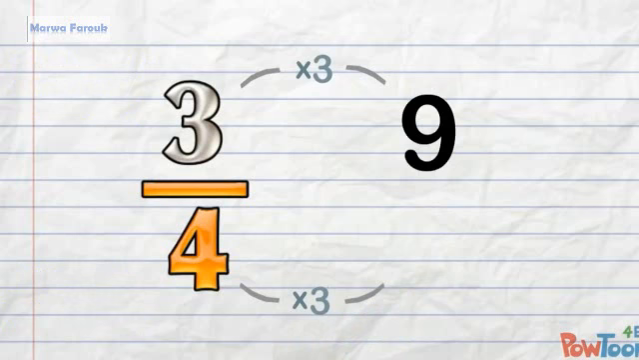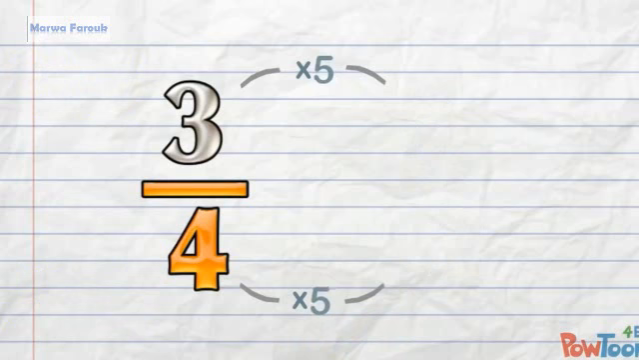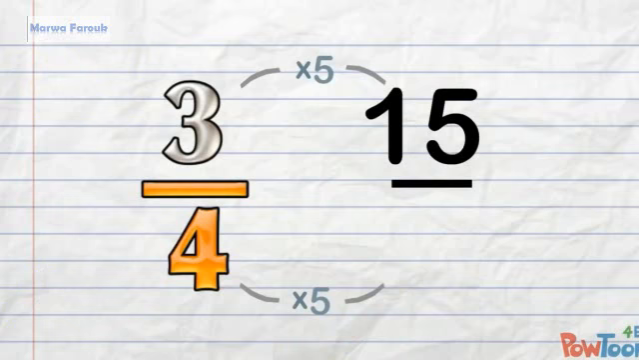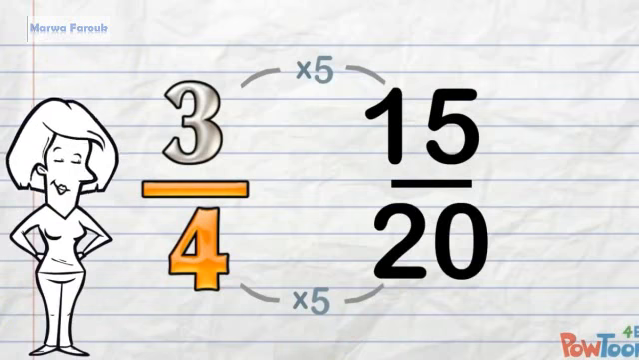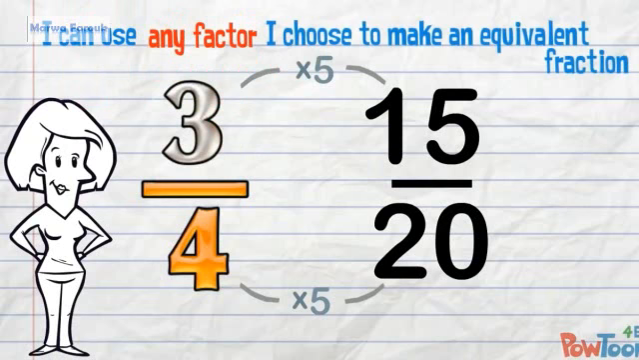Okay, if I multiply by 3, 3 times 3 will be 9, and 4 times 3 will be 12. If I multiply by 5, I will get 15 over 20. Excellent. They are all equivalent fractions here. So I can use any factor 1, 2, 3, 4, or 5 to make equivalent fractions like this. Okay, let's see now another new example.